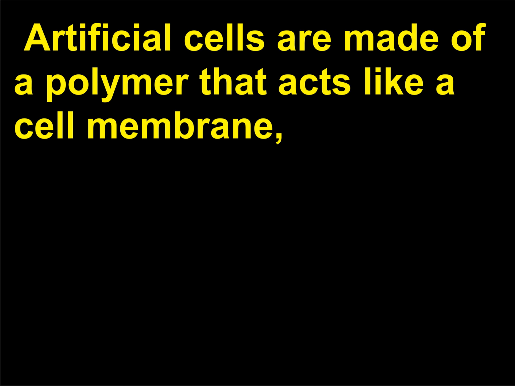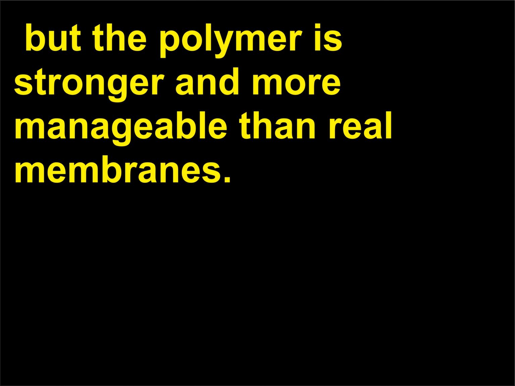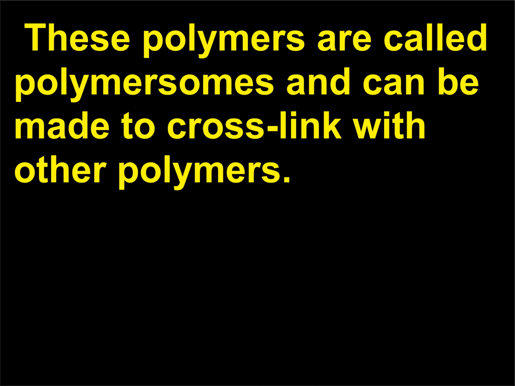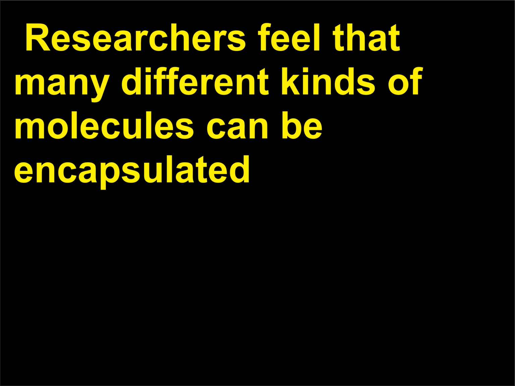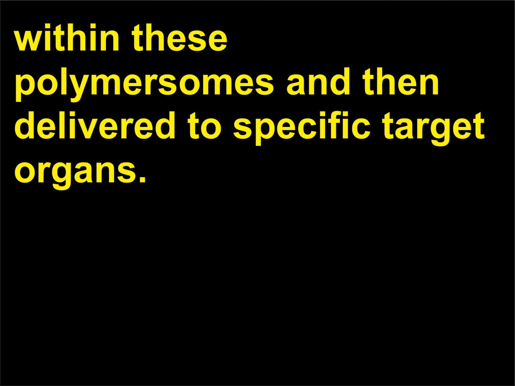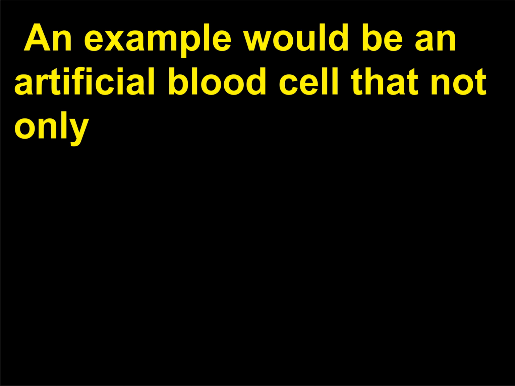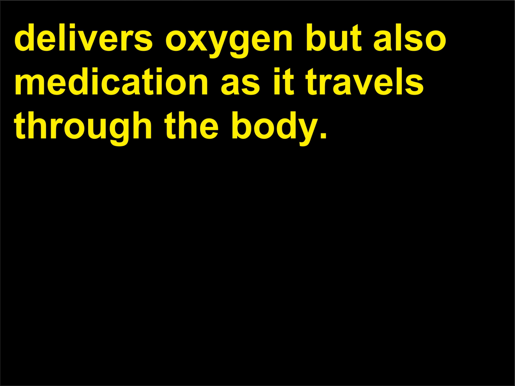Artificial cells are made of a polymer that acts like a cell membrane. But the polymer is stronger and more manageable than real membranes. These polymers are called polymersomes and can be made to cross-link with other polymers. Researchers feel that many different kinds of molecules can be encapsulated within these polymersomes and then delivered to specific target organs. An example would be an artificial blood cell that not only delivers oxygen but also medication as it travels through the body.